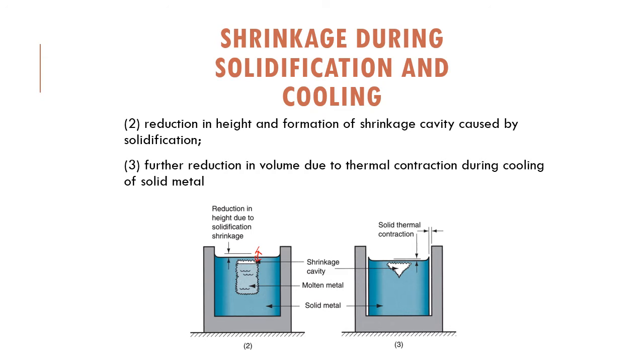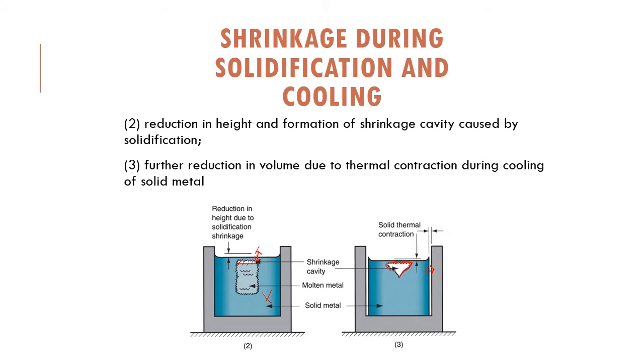of the level of the molten metal due to the shrinkage, and at this level the shrinkage cavity will start to happen here. Because this is the solidified area, there will be some molten metal and there will be some shrinkage cavity. At the end, further reduction in volume will cause thermal contraction during the process. If you can see, there will be shrinkage between the molten metal and also the wall of the cavity. Then at the end, after everything is solidified, there will be shrinkage cavity.